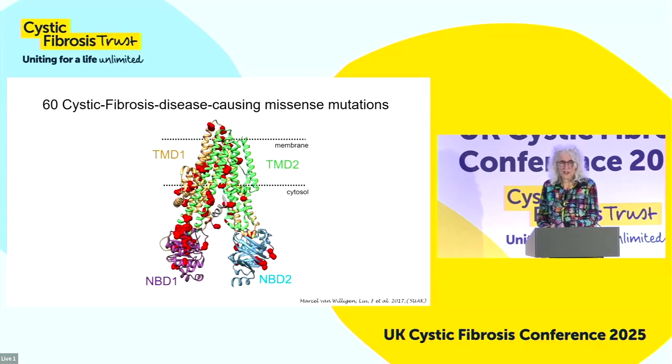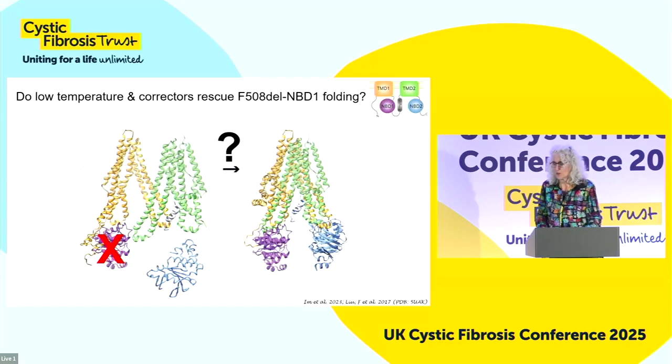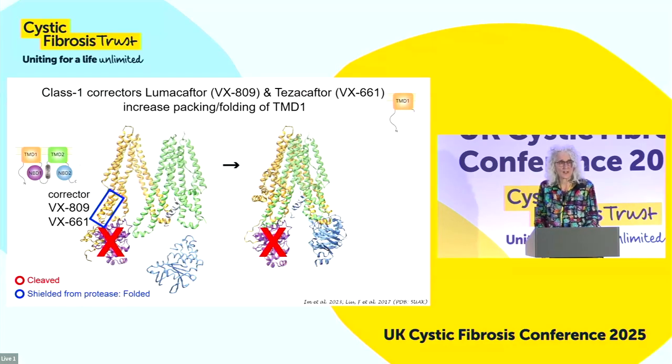Now, one of the questions we had was, of course, what do the modulators do? The correctors were developed for F508del, so the logical question was, is NBD1 rescued? NBD1 F508del is misfolded, it's degraded, we don't see a proteolytic fragment, so the question was, did it rescue NBD1 folding? And also low temperature rescued F508del at 27 degrees, you get the protein out to the cell surface. The answer is no. There's no rescue of NBD1 at all. Instead, there is rescue of domain assembly.